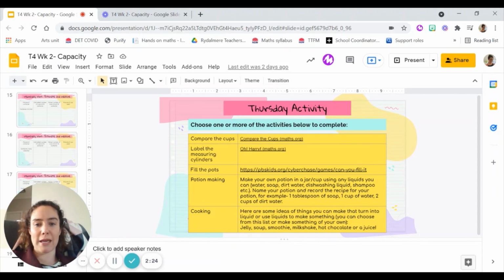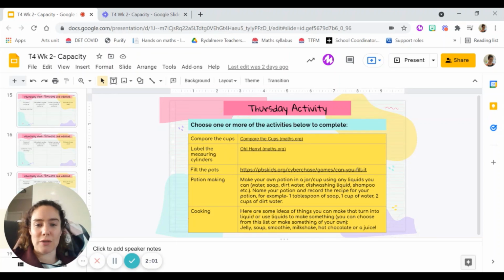So we have potion making. You can make your own potion in a jar or cup using any liquids you want. So water, soap, dirt water, dishwashing liquid, shampoo, etc. But make sure to check with your mum that you're not using her expensive shampoo. And name your potion and record your recipe for your potion. For example, 1 tablespoon of soap, 1 cup of water, and 2 cups of dirty water.